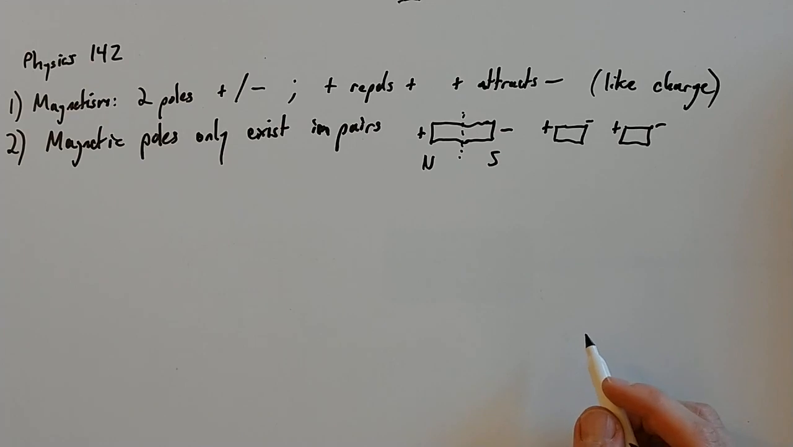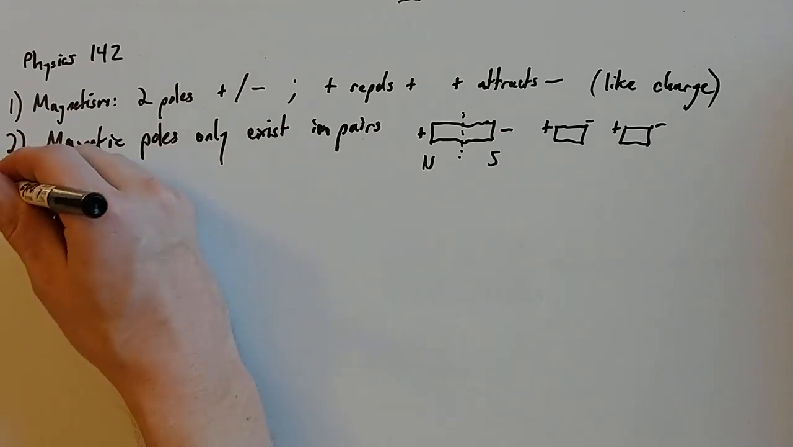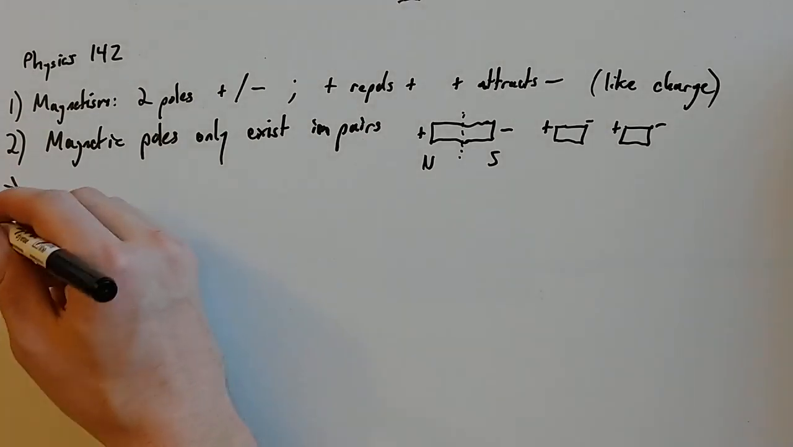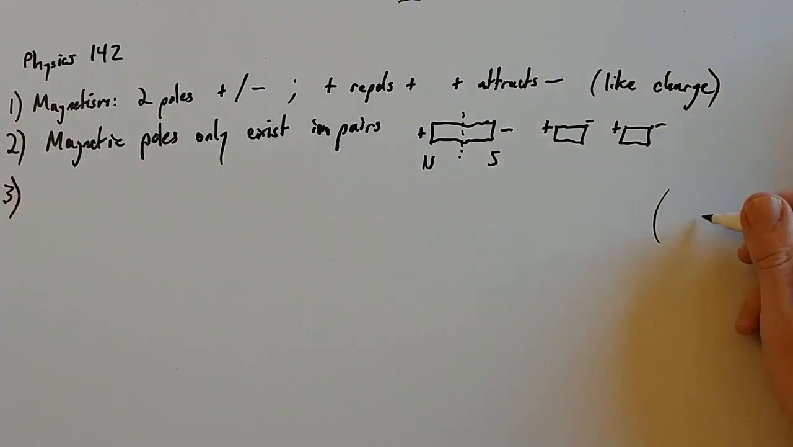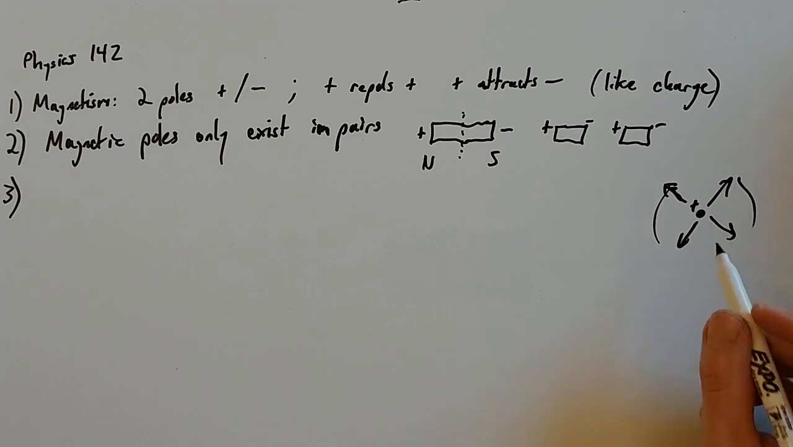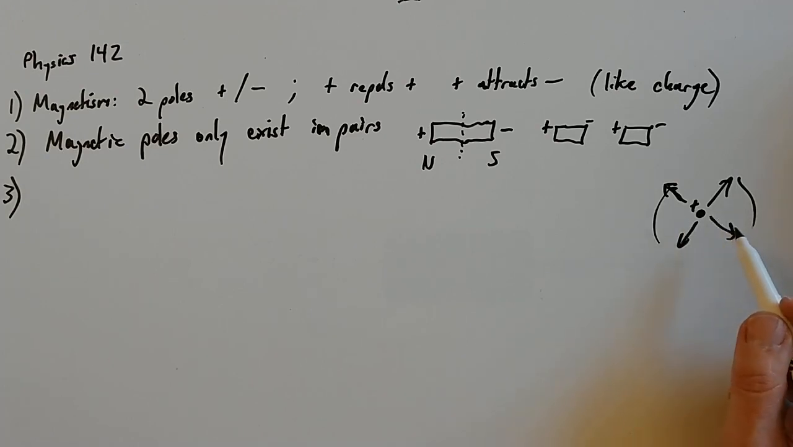Another important difference in magnetism has to do with magnetic field lines. With electric field lines, if you remember, as an aside, if you had, say, a positive charge, electric field lines always went out from that positive charge, or they went into a negative charge. So they always began and ended at those charges. But magnetic field lines never begin or end.